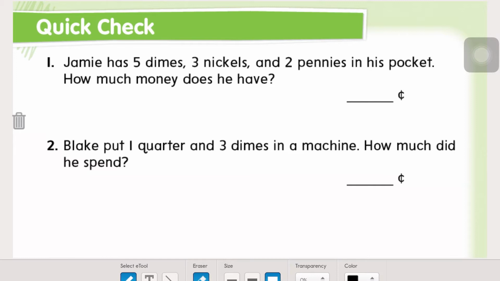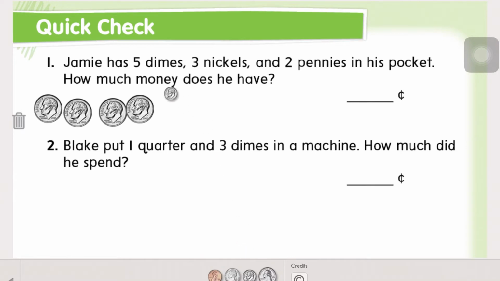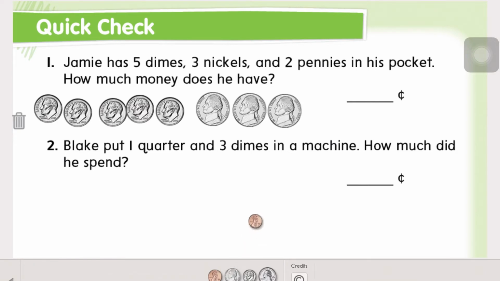Jamie has 5 dimes, 3 nickels, and 2 pennies in his pocket. How much money does he have? So let's take a look. We're going to start with the coin that has the biggest value, which in this case is our dime. There's 5 of those. We have 3 nickels and 2 pennies.